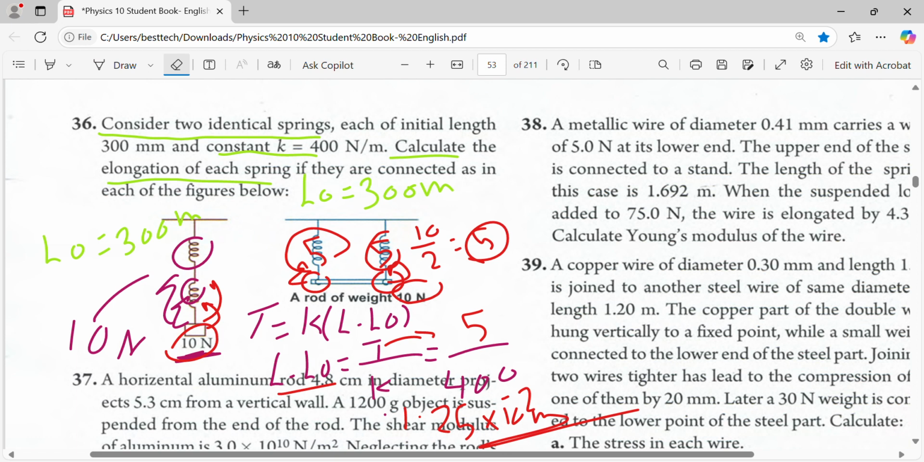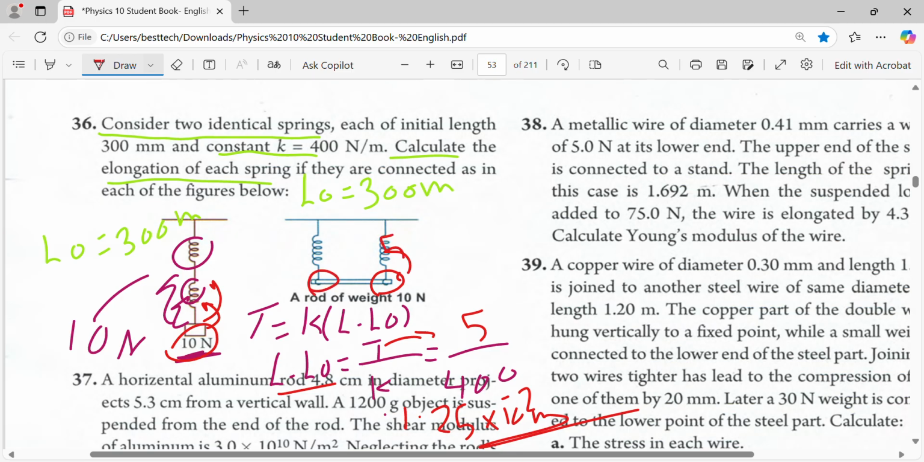Why do we divide by 2? Because guys, as I told you, on the first side, the spring is suspended by this wire, so 5 Newton for this side, the other side 5 Newton too. So the rod is divided between two sides, 5 for the right, 5 for the left. So each spring needs 5 Newton. That's why it becomes 10. So 10 divided by 2, 5.